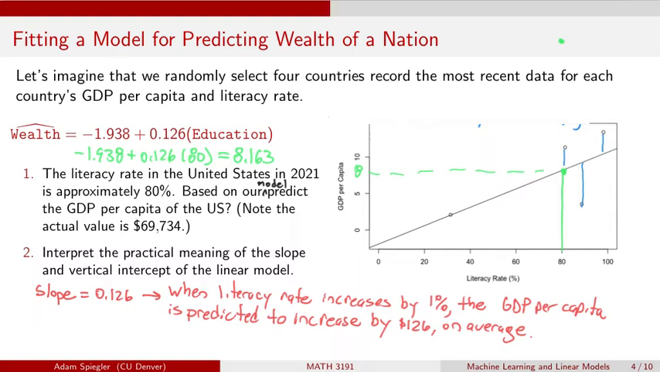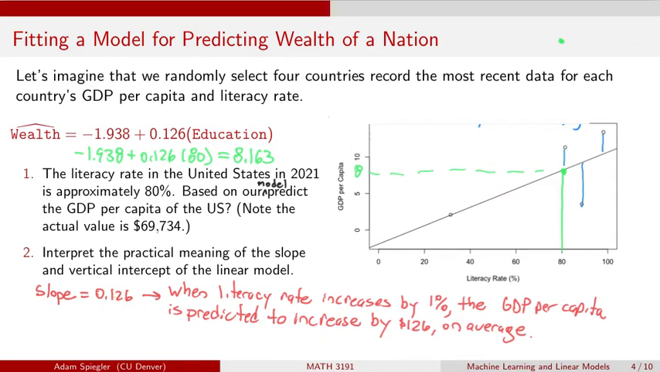So what this model is telling me, the slope tells us every time we increase the input by 1 unit, approximately how much is the response variable predicted to change. So in this case, increasing the input by 1 unit means increasing the literacy rate by 1%. So this slope is saying when we increase the literacy rate by 1%, the GDP per capita is predicted to increase by $126 on average. So this 0.126 has units thousands of dollars per capita.